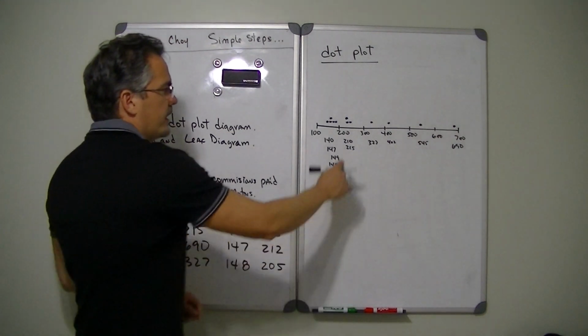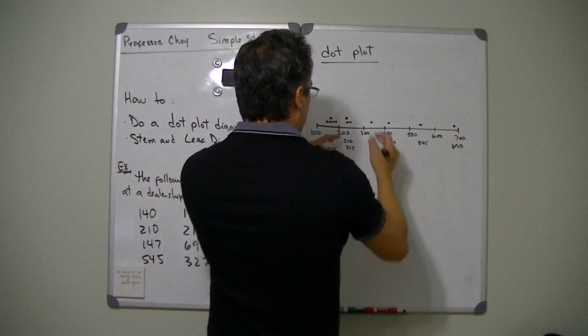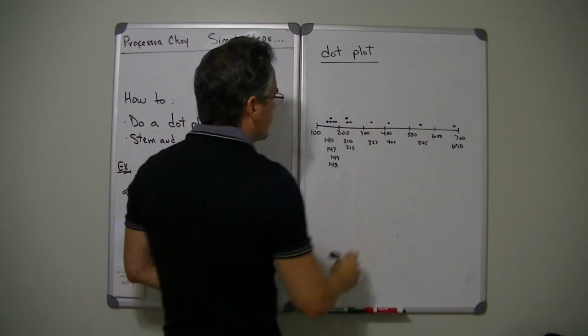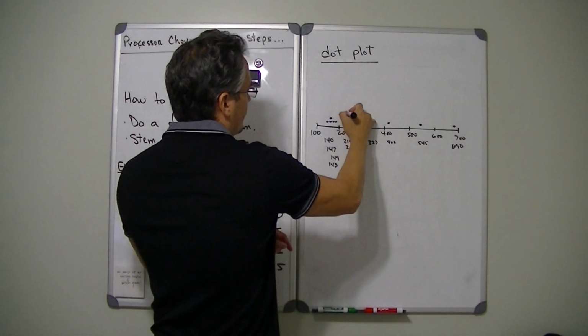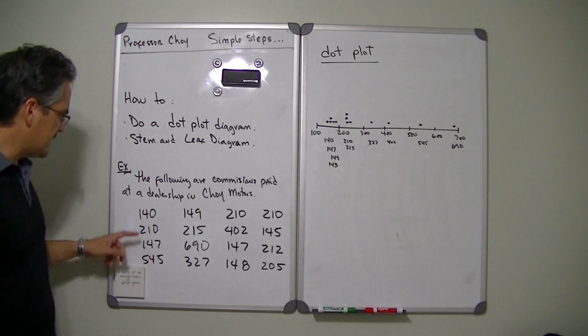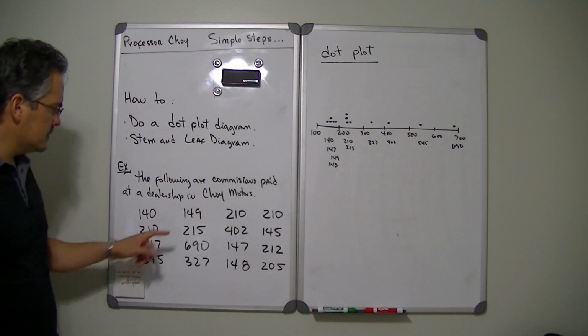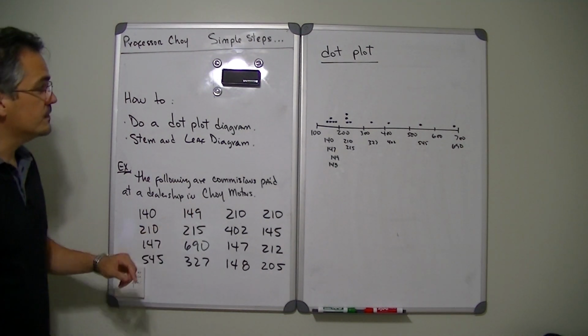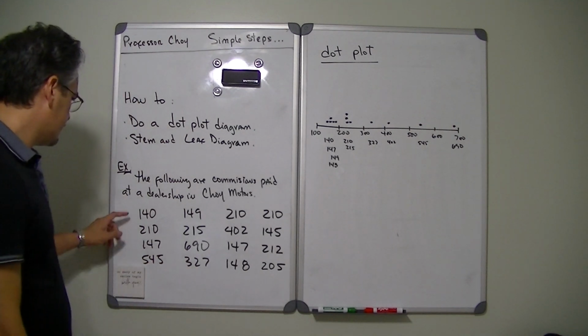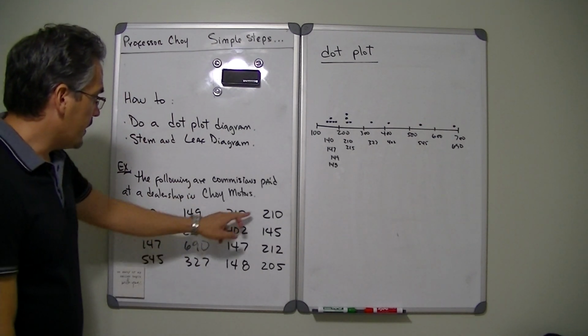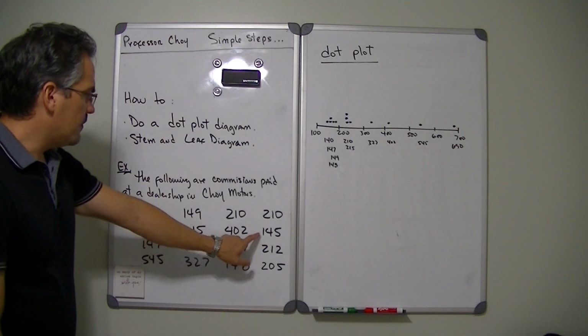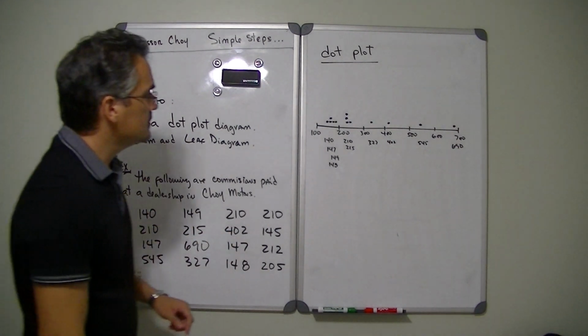All right. 210. We already have a 210, and it's this number here. So we got to put there. Notice that we got three 210s. Oh no, that was a 215. Okay. Oh yeah, we got three 210s. All right, cool.